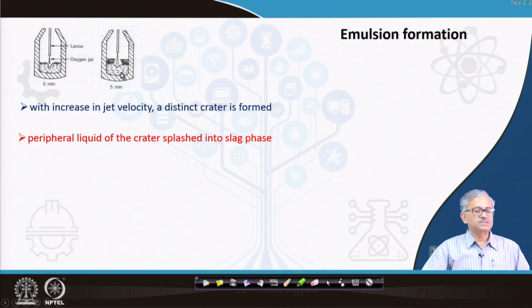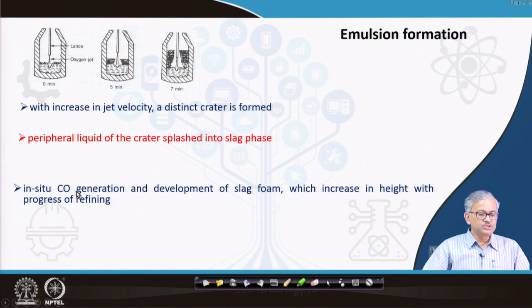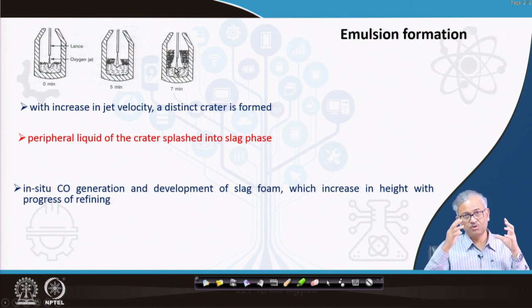Okay, and as a result, what happens? This slag metal reaction will take place, because the liquid droplet is in the slag phase. And then you have a large surface area of liquid droplet in the slag, and the slag metal reaction will take place, and mostly it is decarbonization, because carbon is the major impurity. So you will form the CO gas there. That is the in situ CO generation, and you can find there will form a slag foam. Slag foam means slag and gas bubbles, that is the CO bubbles, that will form a foam.